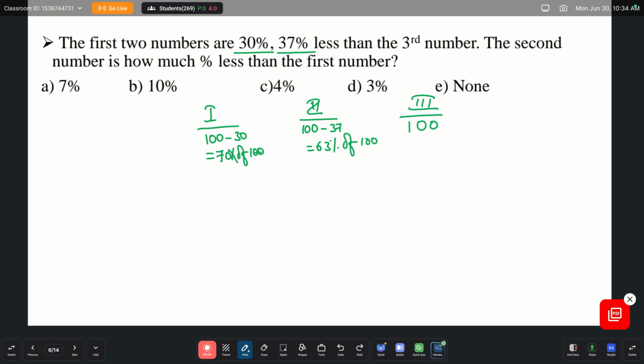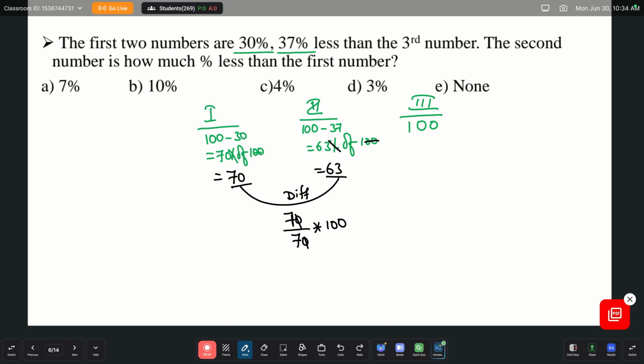70% of 100 will be equal to 70. 63% of 100 equal to 63. Finally, it is asking the second number is how much percentage less. So obviously 63 is less than 70. Then the difference will be equal to 10. The second number is compared with the first number. What is the first number value? 70. 10 by 70 into 100.